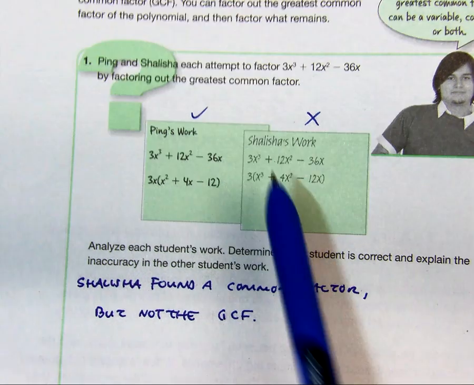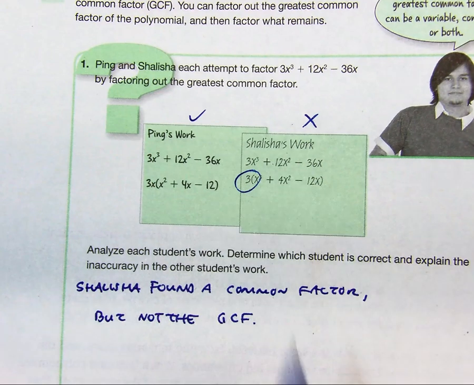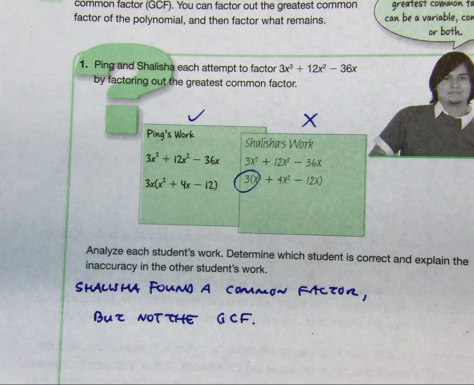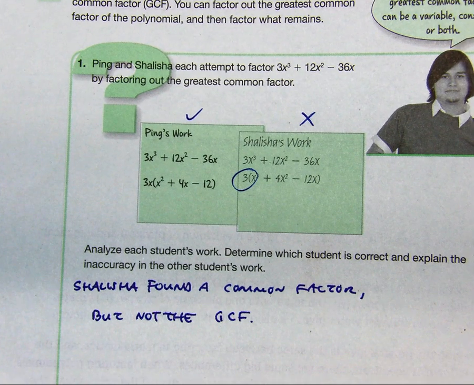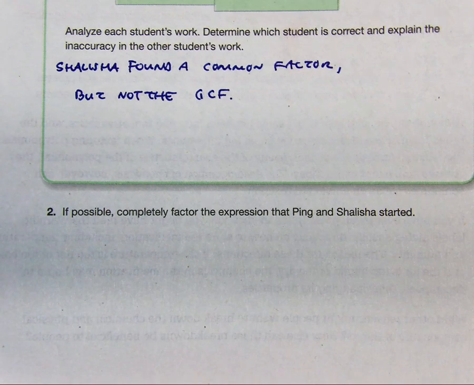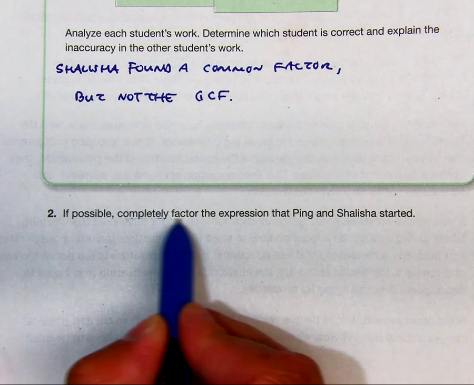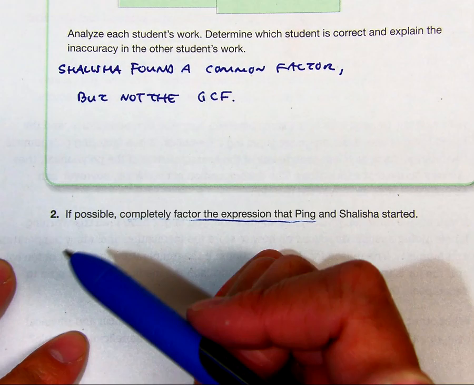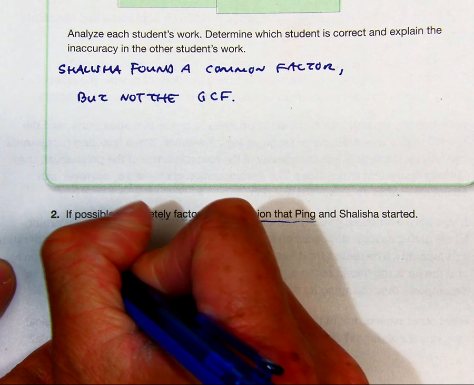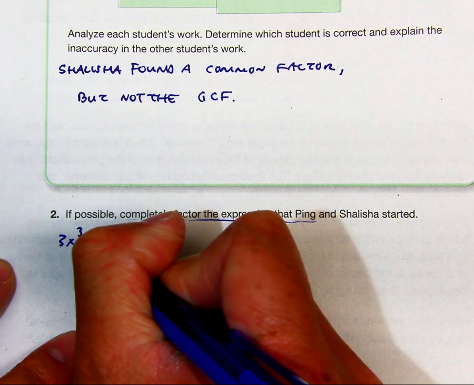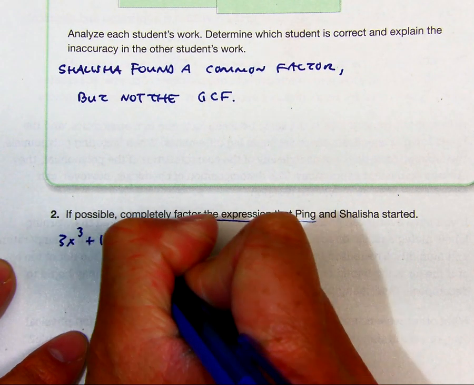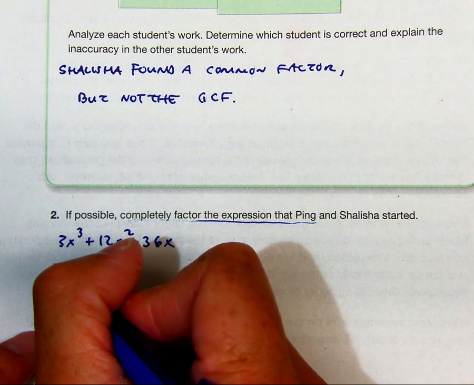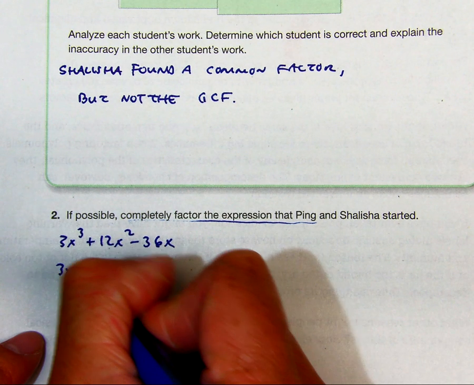So this one here is, we should have an X there. Question number 2. If possible, factor the expression completely. So I'm going to continue off of Ping's work. This was the original equation. And then Ping factored out a 3x as a GCF.